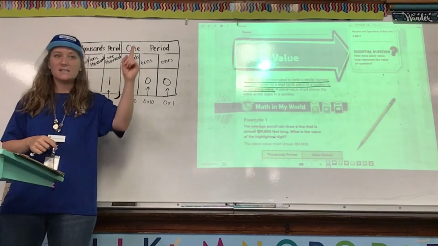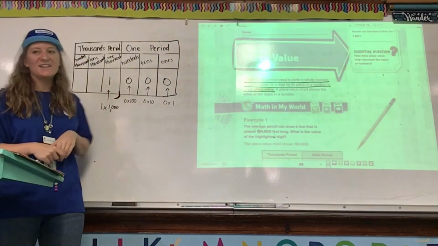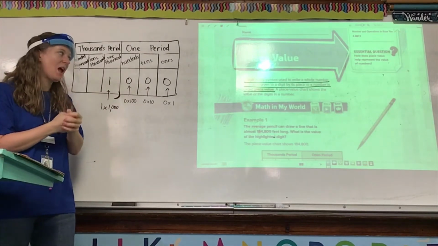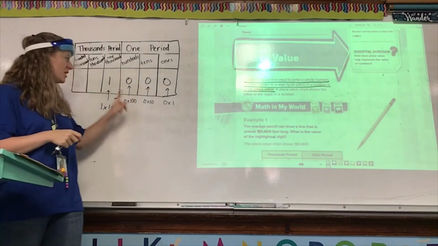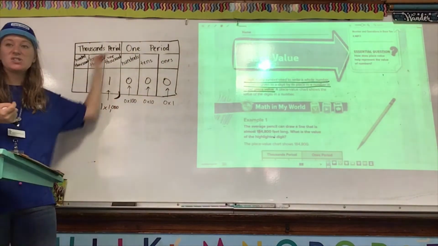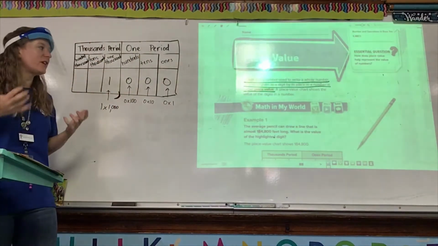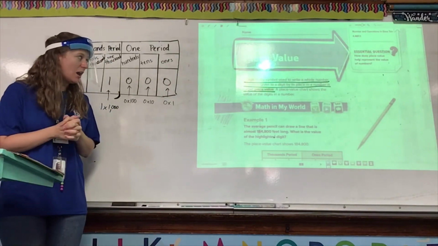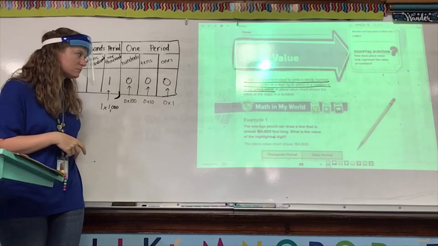So we know now a digit is like a letter in a number. It's just the symbol itself that makes up a number. Place value is how much each of those digits is worth. And a place value chart is a tool that we can use to figure out how much each digit is worth. Okay? Let's see.